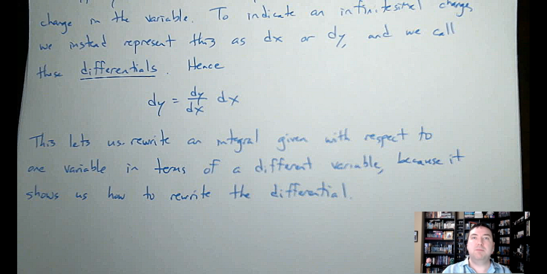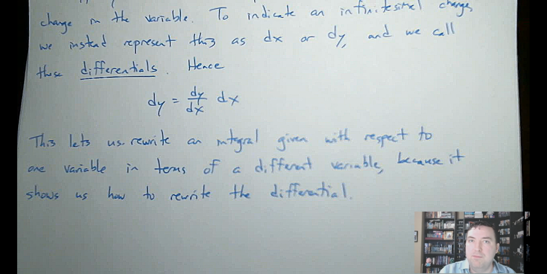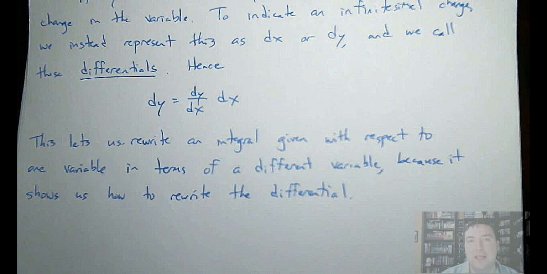But what is this method? How would this work? How would we know to rewrite an integral in terms of a different variable? Where would that different variable come from? Let's pick up on that in the next video.